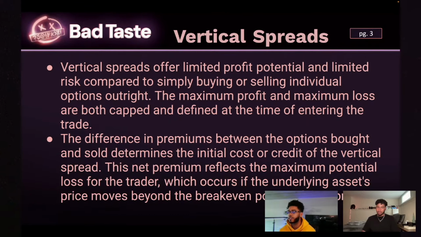So it's just another emphasis on risk management. And the difference in premiums, in the last bullet point, the difference in premiums between the options bought and sold determines the initial cost or credit of the vertical spread. This net premium reflects the maximum potential loss for the trader, which occurs if the underlying asset price moves beyond the break-even points of the spread.